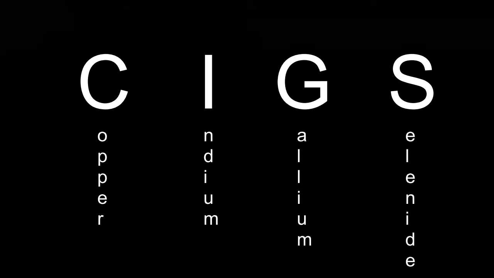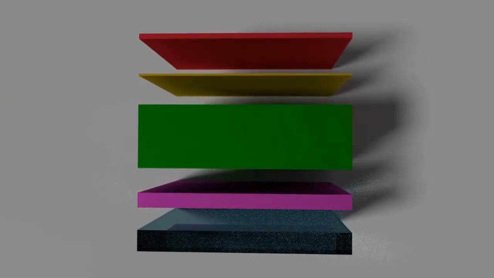Next, I will describe a type of solar cell that is currently being researched named CIGS, standing for copper, indium, gallium, selenide. It is classified as a thin film solar cell, and although the layers don't seem thin on screen, they are 50 to 100 times thinner than a silicon cell.